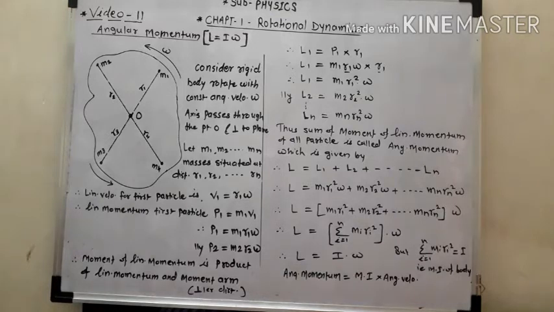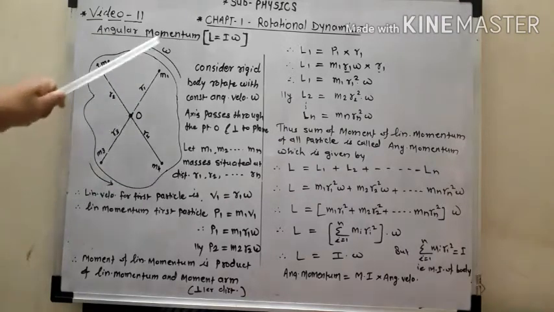We have to consider a rigid body which can rotate about its axis of rotation with a constant angular velocity omega. All these axes pass through the point O and are perpendicular to the plane of the figure.